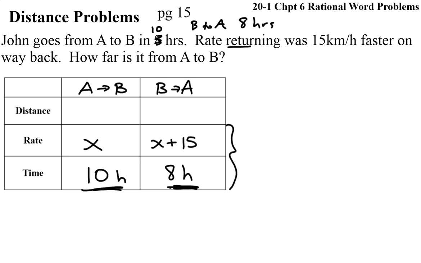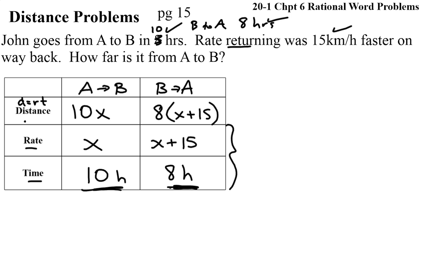Stop. We have 2 rows filled in. Let's fill in the last row. What do we know about the distance? Well, distance is rate times time. So rate times time, distance from A to B is 10x, and the distance from B to A is 8 times x plus 15. Now, this one's a little tricky in setting up the equation because we've used all the information from the question. The 10 hours, the 8 hours, the 15 kilometers per hour faster. There's nothing else in this question that allows us to set up an equation, and I can't use the same piece of information twice. Can anyone think of something that's important for this?